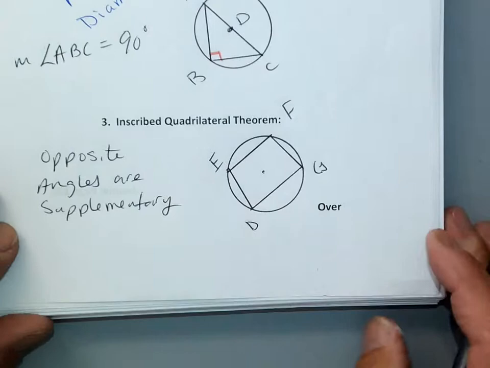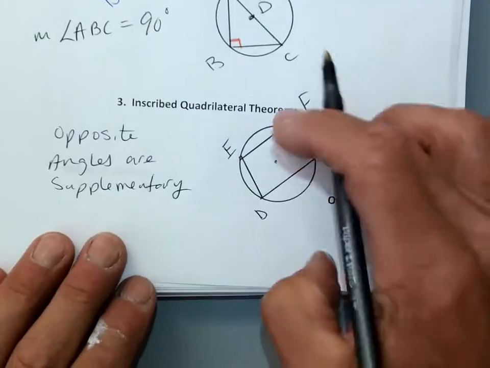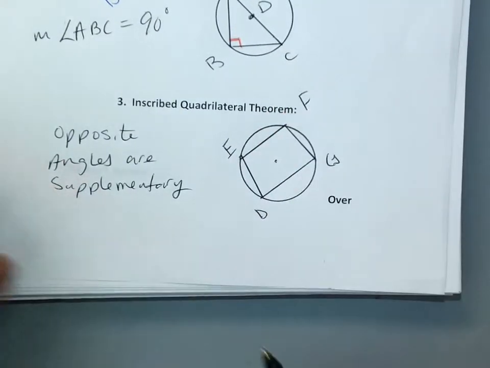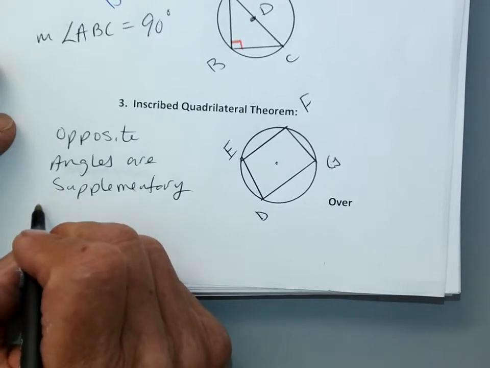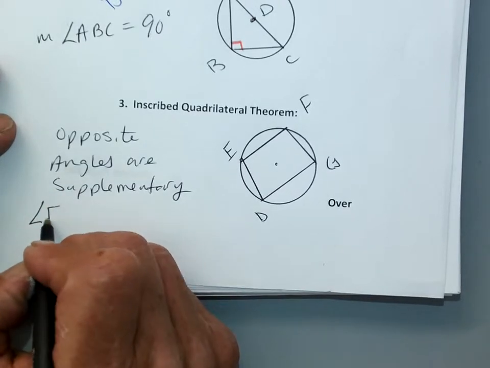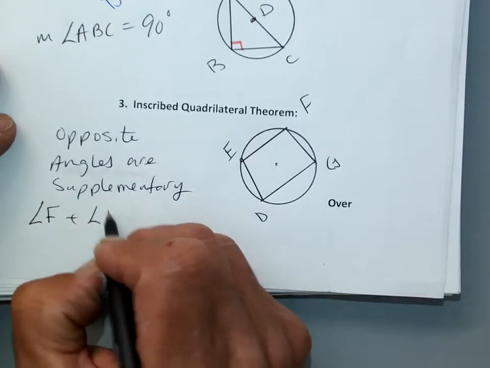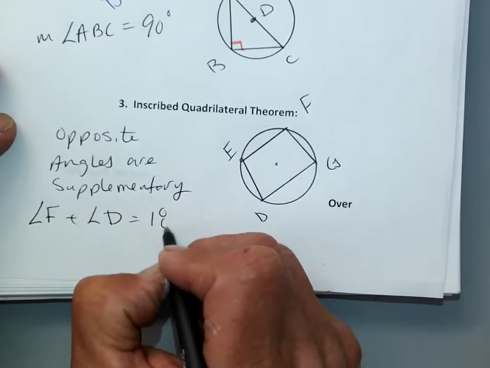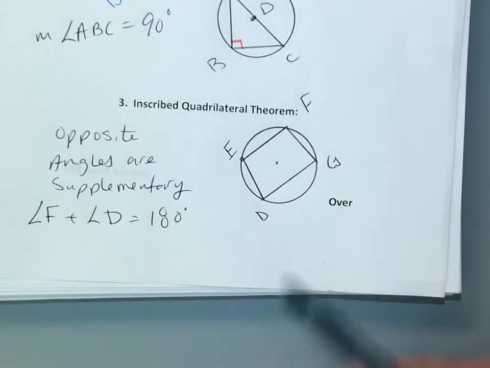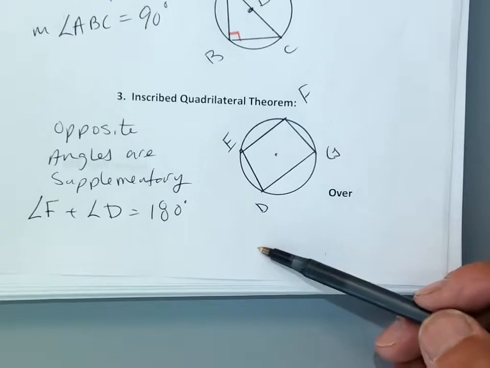Okay, so what does that mean? It means that they add up to 180 degrees. So I'm going to say angle F plus angle D equals 180. Supplementary. Opposite angles add up to 180 degrees.